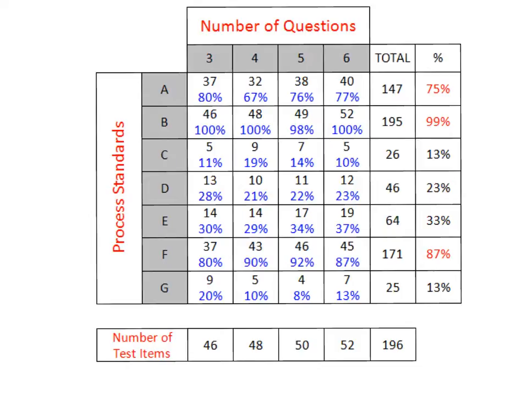Although the math test was not released this year, the state did release the item analysis. The chart shows you the process standards, A through G, and the number of questions per grade level that were coded with that process standard. So for example, in 3rd grade, 3.1a was coded 37 out of 46 questions for a total of 80% of the test. Please take some time to look at the process standards and the number of items in each grade level.